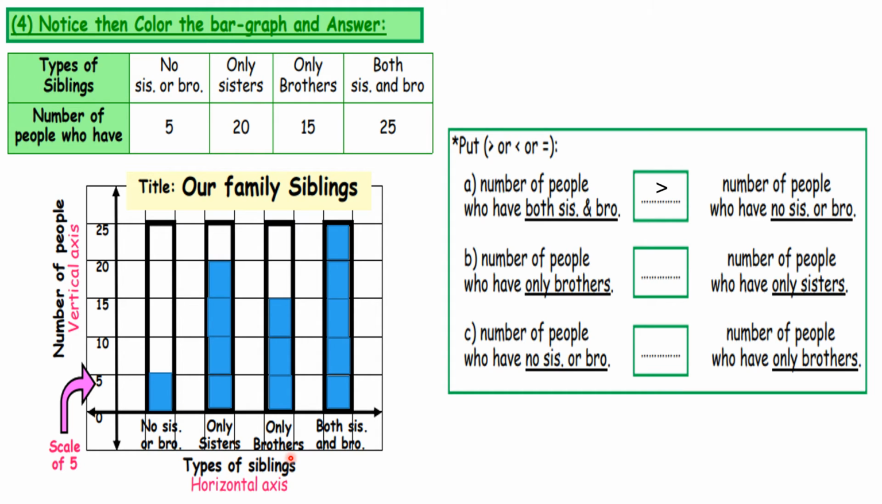The number of people who have only brothers, and compare with the number of people who have only sisters. The number of people who have only brothers is smaller than the column of the number of people who have only sisters. So I put here less than. And I want to compare between the number of people who have no brothers or sisters and the number of people who have only brothers. So the number of people who have only brothers is higher than the number of people who have no brothers and sisters. So I put here less than.